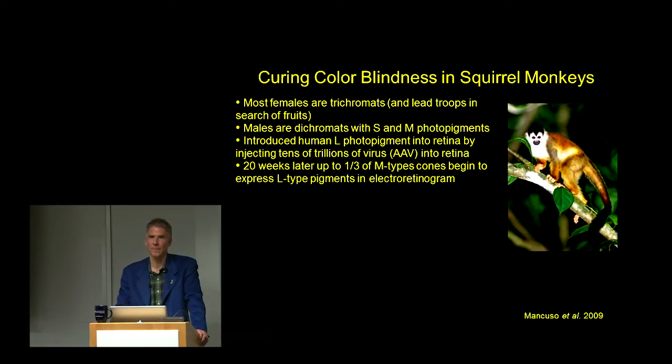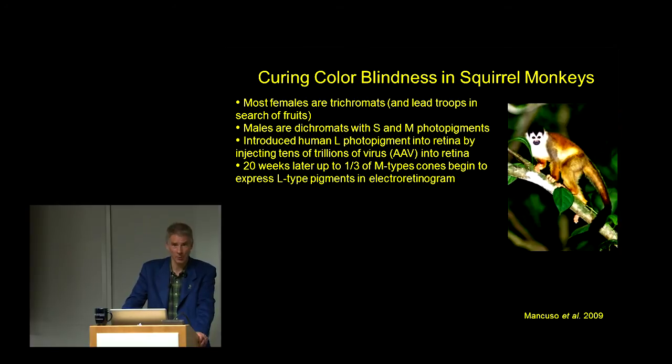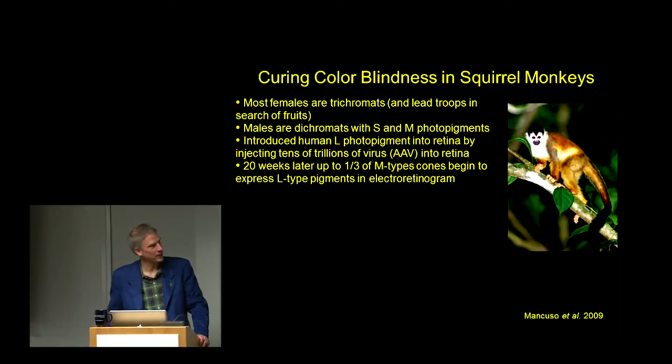So 6 months later, he could see both in the retina using reporter GFP, as well as doing behavior. More interesting, because there are two questions. First of all, does this technique work? And he showed, yes, some fraction of the M photoreceptors do begin to express the L photopigment, the one that's introduced through the human gene in the form of the AAV virus.